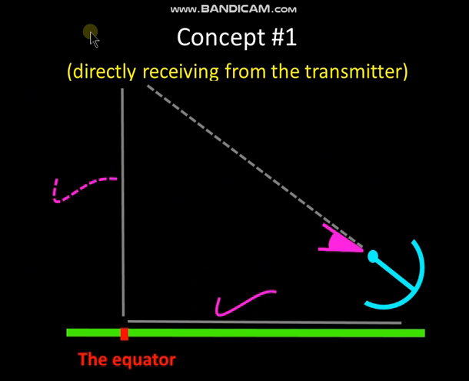Directly receiving from the transmitter: as you see here on the right side, this is the TV dish of your home, and it has an elevation angle. We know this elevation angle, and it has a distance from your location to the equator. So by solving this triangle, we can get the altitude of that device, be it a tower, balloon, or satellite in stationary orbit.